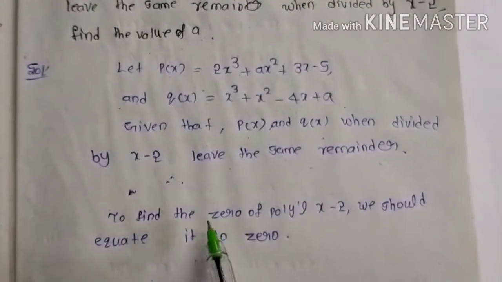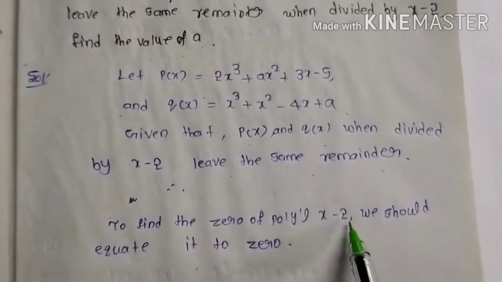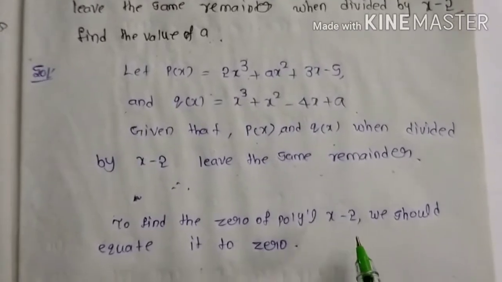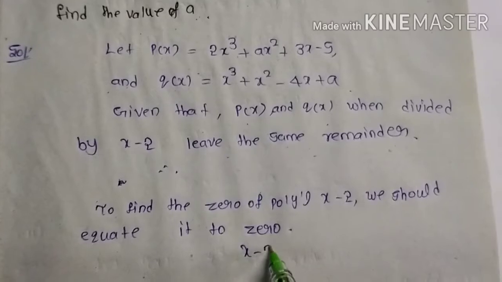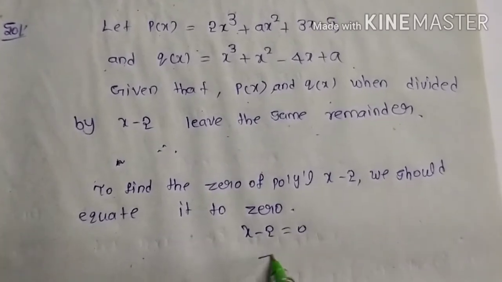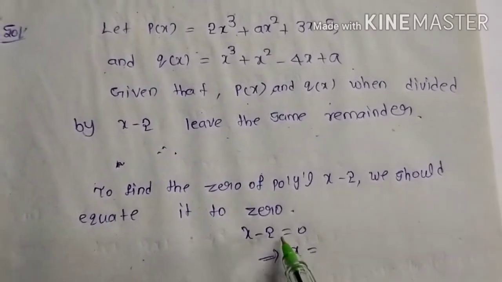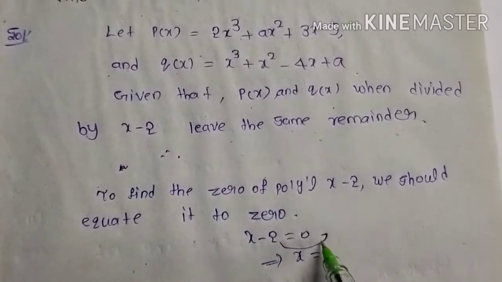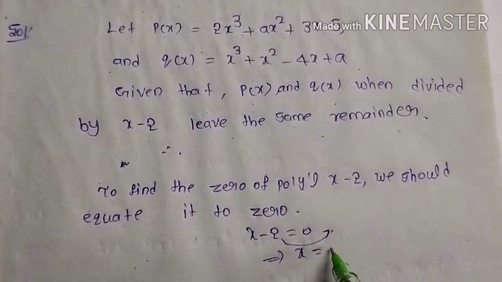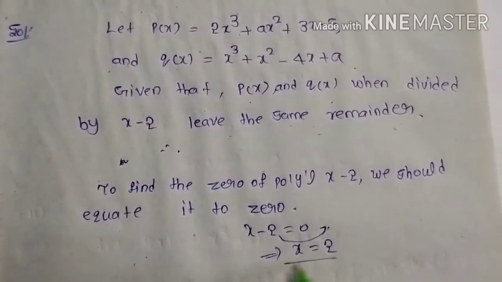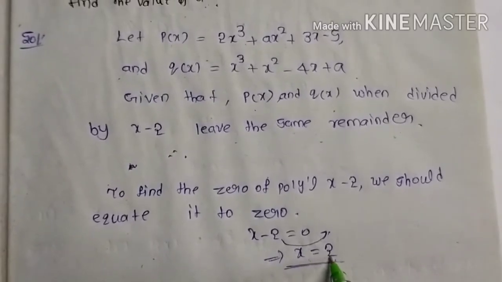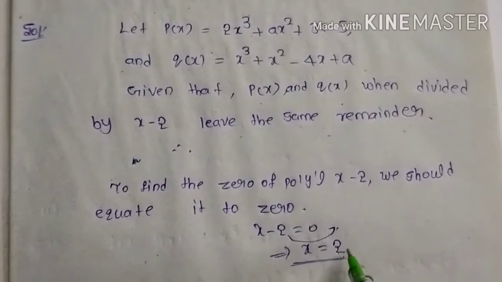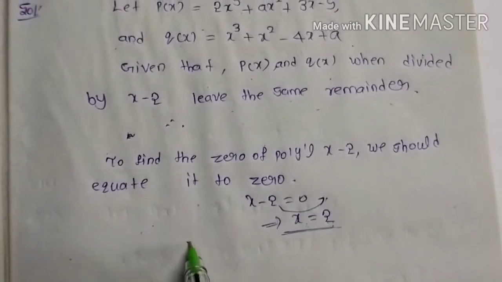You know that to find the zero of polynomial x minus 2, we should equate it to 0, or not? Yes, that means I am writing here x minus 2 is equal to 0. If I am transposing 2 to RHS, it will become 0 plus 2. 0 plus 2 means I can write 2, yes or no? That means x value is 2. That means you can substitute x is equal to 2.